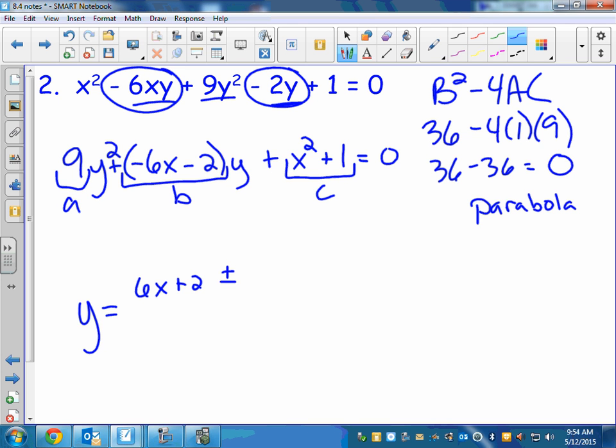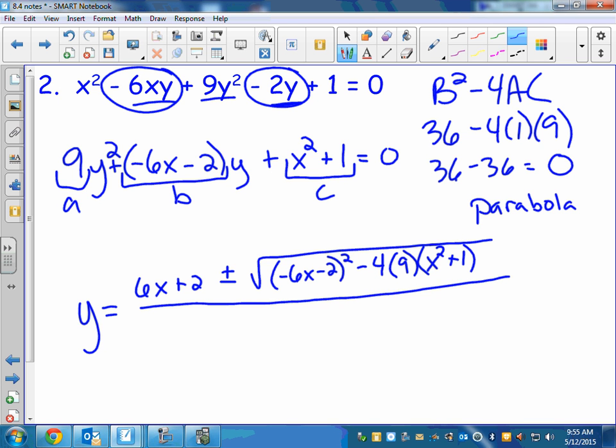plus or minus the square root of b squared. Now you could FOIL it out. I'm going to just say negative 6x minus 2 squared minus 4 times a, which is 9, times c, which is x squared plus 1, all over 2 times a. Is it okay if I just write 18 down here? Again, it's up to you on how much parentheses you want to use. I probably would go ahead and say this is 36 here.